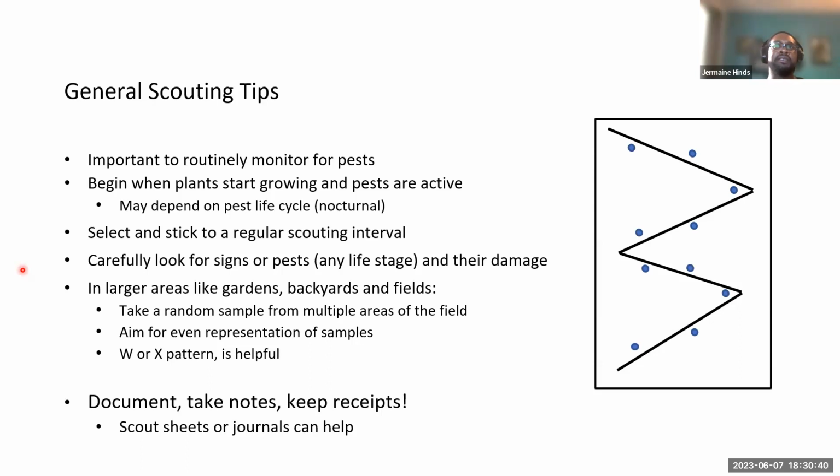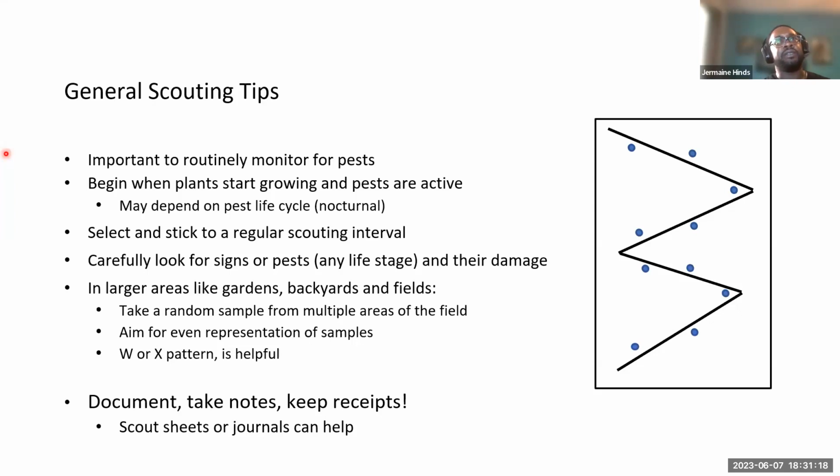In your larger areas like gardens or backyards or fields, you want to do a random sample to make sure you're not missing areas of your field. To do this, aim for even representation of your samples. Typically in a square field, you could do a W pattern and randomly sample over the course of the W, or you could choose an X pattern and randomly sample the edges and the interiors of that box. When you're scouting, you want to make sure to document, keep notes, and take receipts.